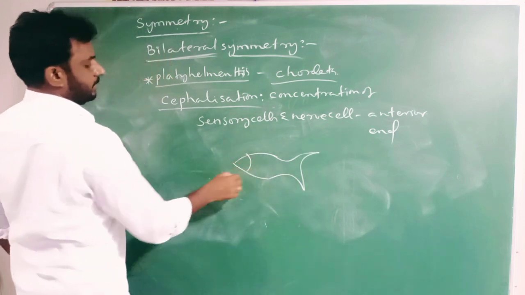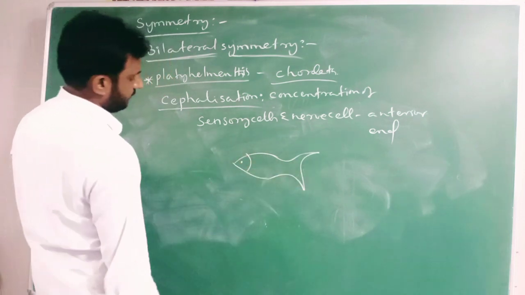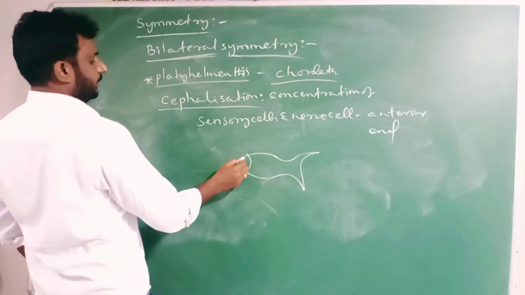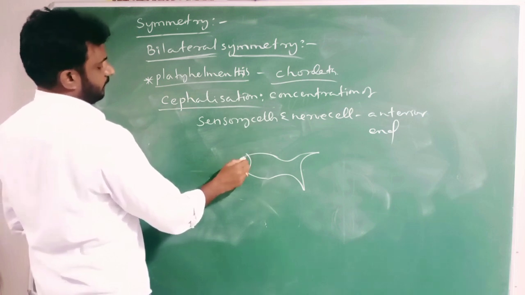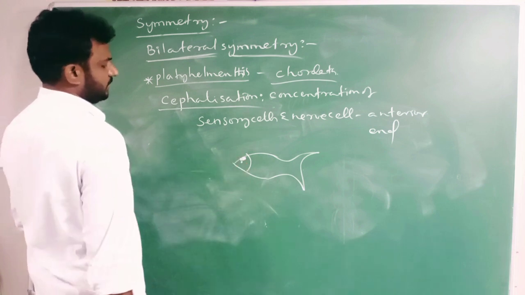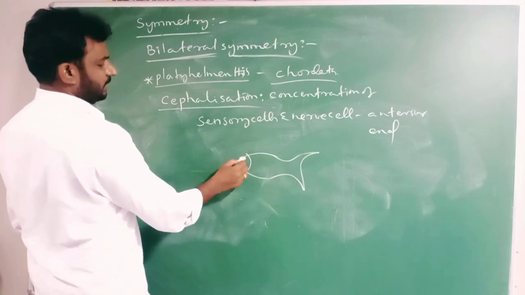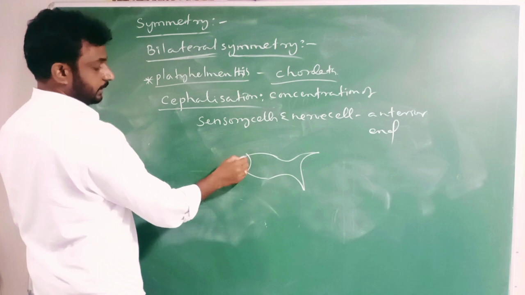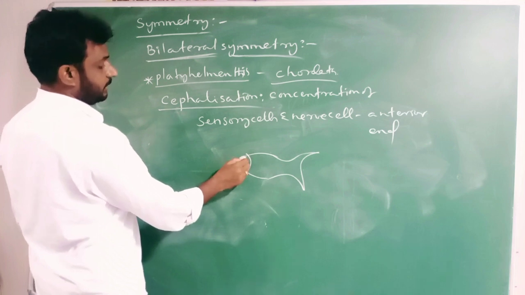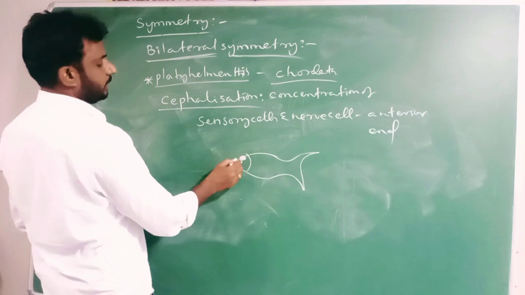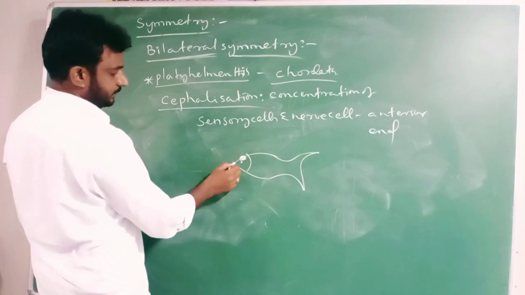This is the anterior side, and this is the posterior side. In the fish, the brain is present at the anterior side only, in the head. Brain means it consists of sensory cells and nerve cells. Approximately 10% more of the sensory cells and nerve cells are located at the anterior side. The most important sensory cells, like the brain, are located at the anterior side.